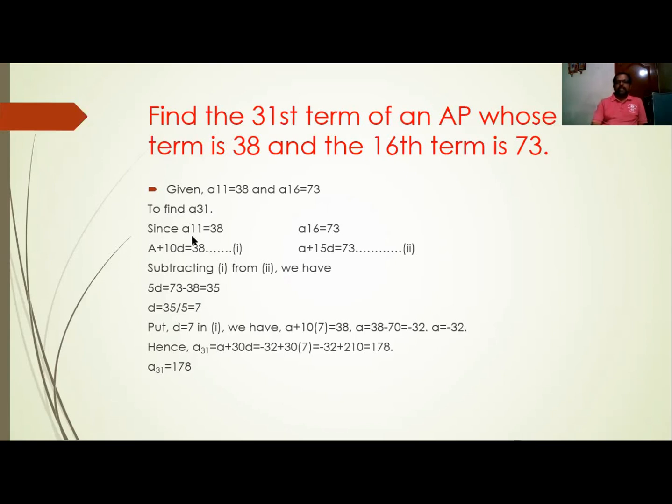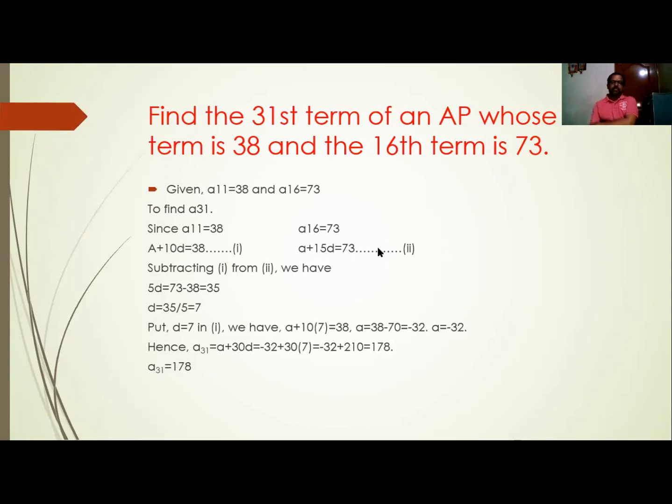So now since A11 is 38, use the formula for an. A11 will be A plus 10D because n is 11, so 11 minus 1 will become 10D. So the 11th term will be A plus 10D, which is equal to 38, as given. Similarly, A16 equals 73 is given. Since n is 16, we can have the 16th term as A plus 15D, and it is given as 73. So these are the two equations we have in terms of A and D.